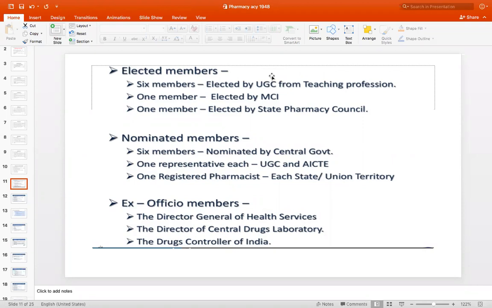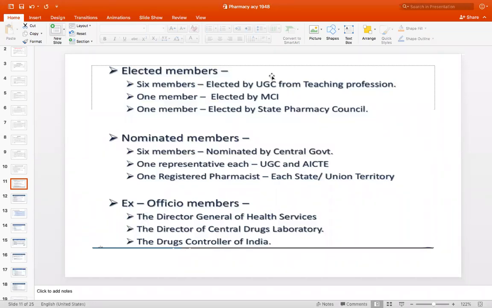And from MCI, that is Medical Council of India, 1 person will be elected to become a member in PCI. And 1 member from State Pharmacy Council. From each state, 1 member will be elected. So in the first one, out of 6 members, 4 members should be from the teaching profession, like 1 teacher from pharmacy, 1 teacher from pharmacology, 1 teacher from pharmacognosy, and 1 from chemistry. So this is the rule here. So out of 6, 4 should be from teaching profession.